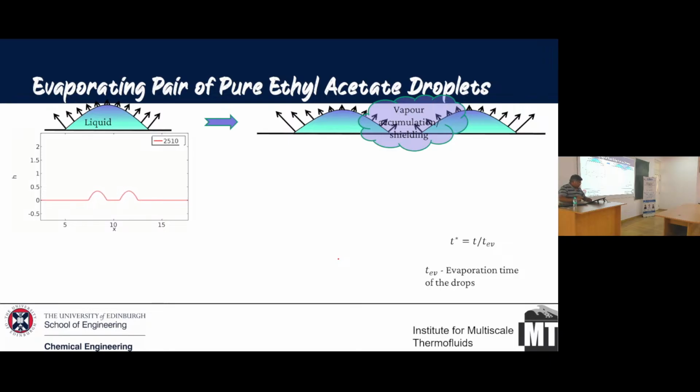So what we're going to do is look at how these things evolve. You start off from these two droplets, and as they evaporate, because they are pure droplets, the only capillary force that is there is the thermal Marangoni. Because of thermal Marangoni, they actually come together, and as they evaporate, they form a single droplet. Then the whole thing evaporates. Obviously they are evaporating as they come together, and this is for a pure ethyl acetate drop.